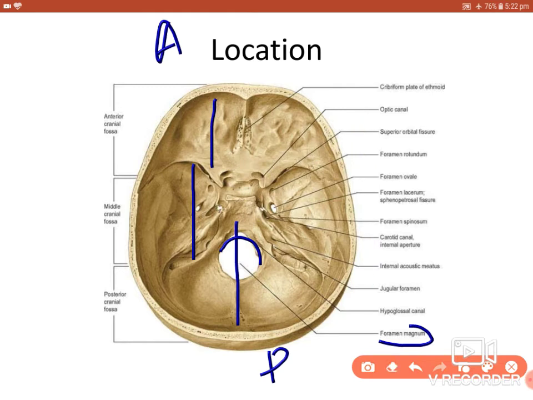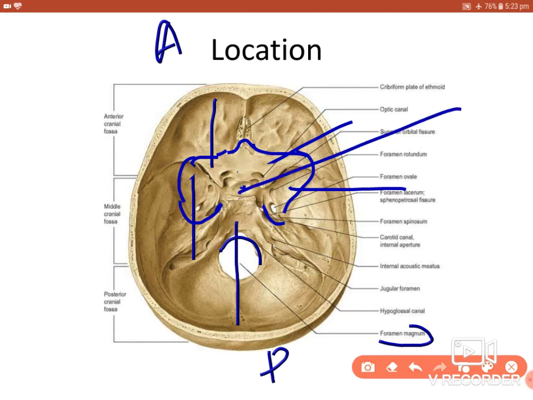It consists of a butterfly-shaped bone, the sphenoid. This is the lesser wing, this one is the greater wing. Then the middle portion is the body of the sphenoid. At the center of the body, it has a depression. This is the hypophyseal fossa, where it lodges the pituitary gland.